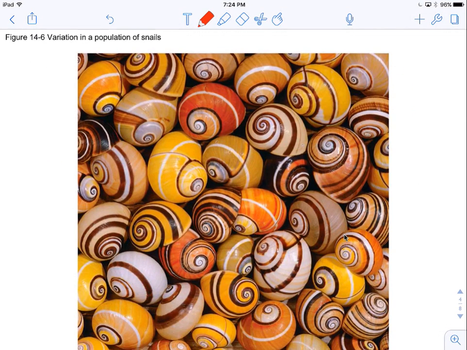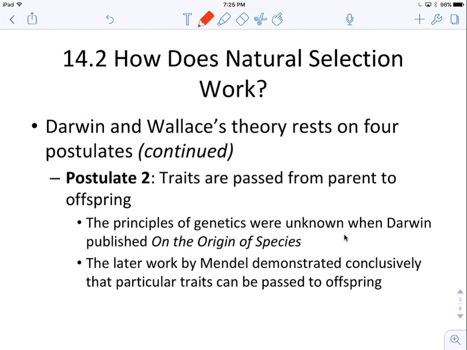And here we can see a population of snails. And as you see, they are not all the same. They vary in color. They're all about the same size-ish. They're all about the same shape-ish. They have the same swirly swirls. But there's different color variations. There you go.